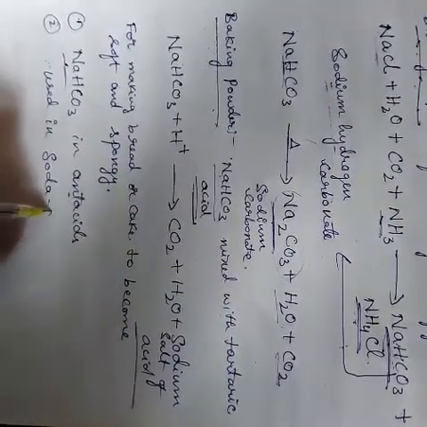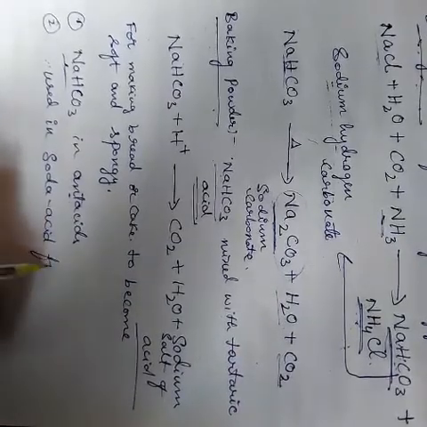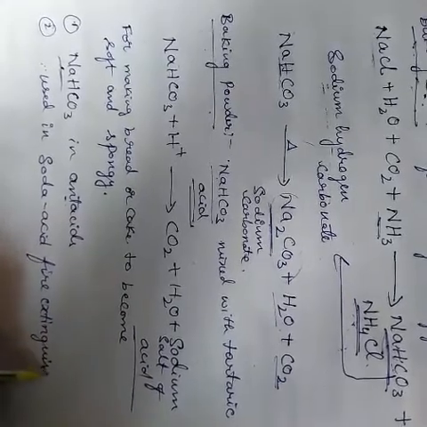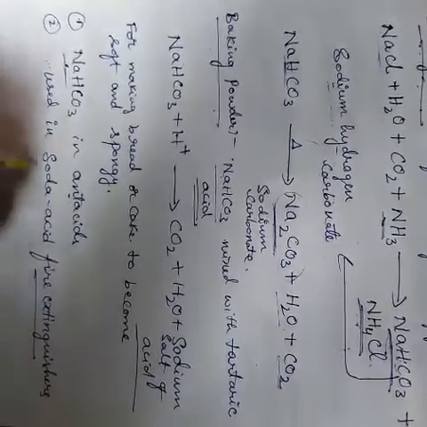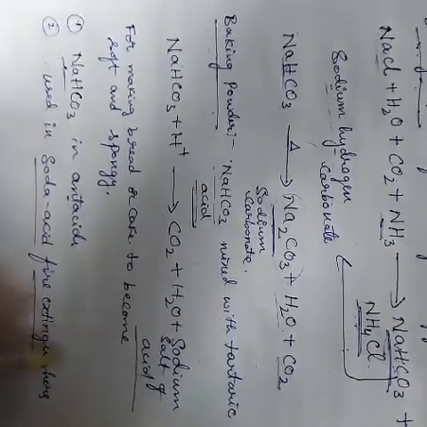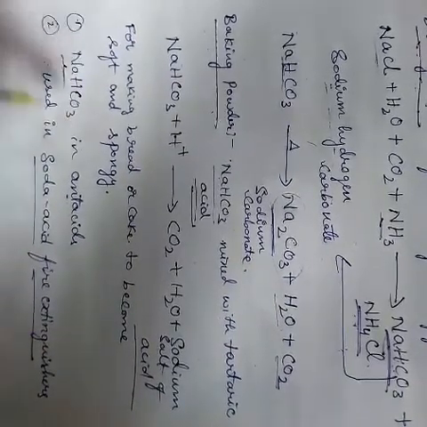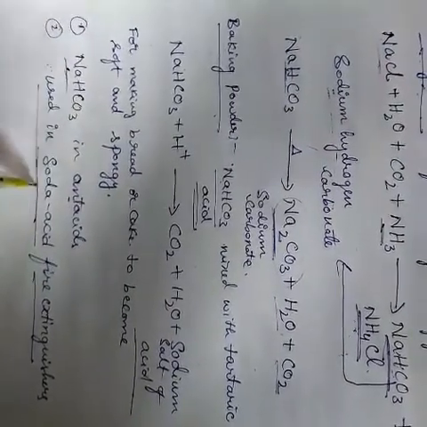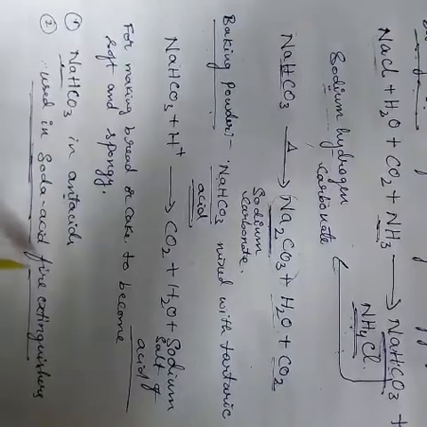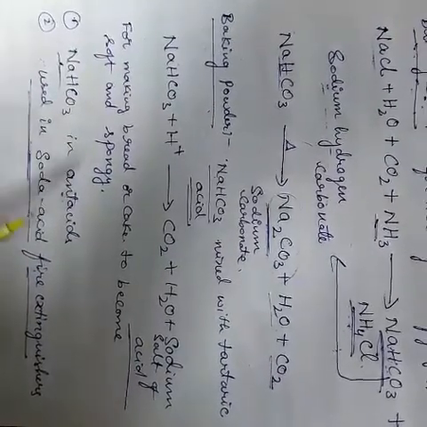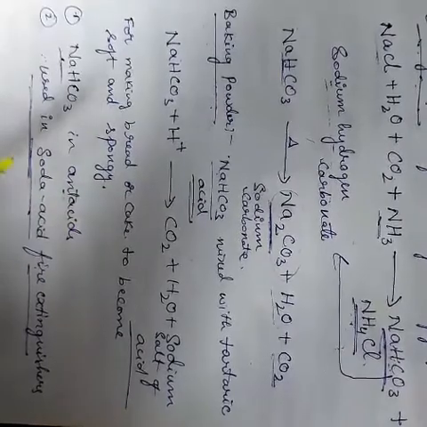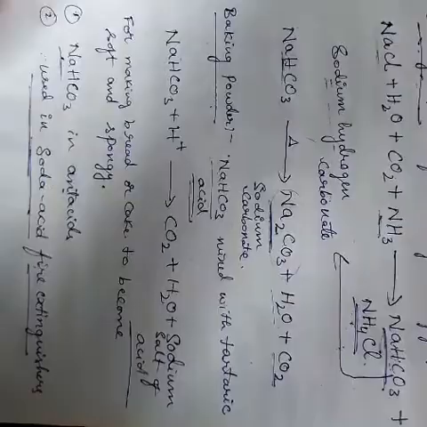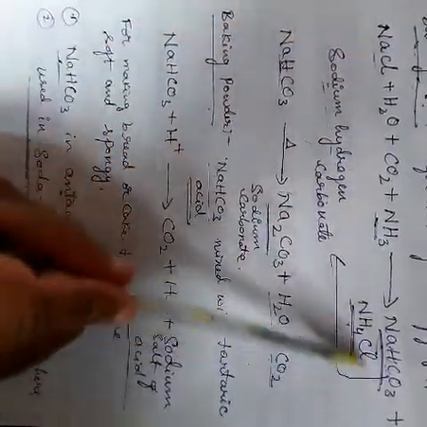Okay, next, one of the important uses: it is used in soda acid fire extinguishers. You know that fire extinguishers put off fire, and in them also sodium hydrogen carbonate is used. Okay, this is the important point. In soda acid fire extinguishers, the salt used is baking soda. And right there you write down this equation.